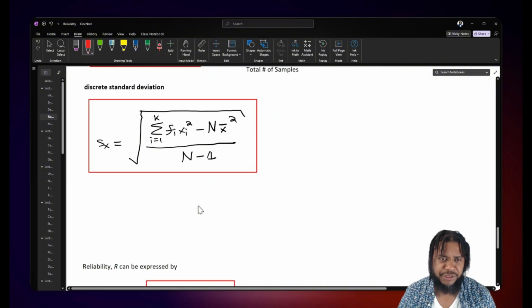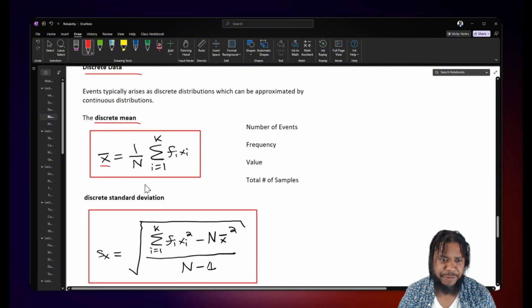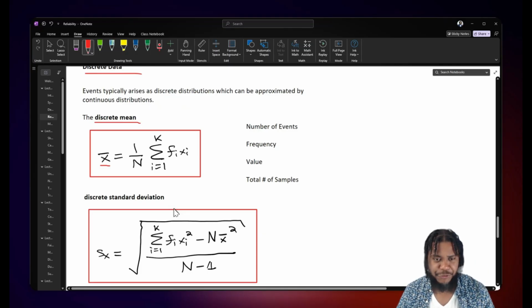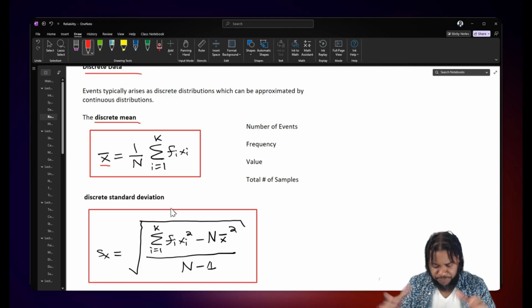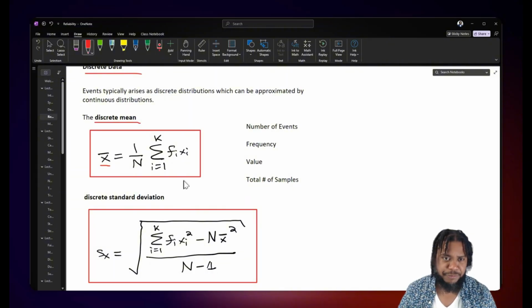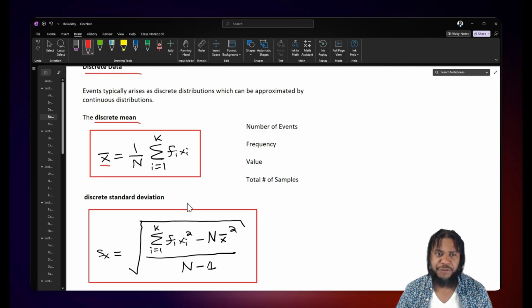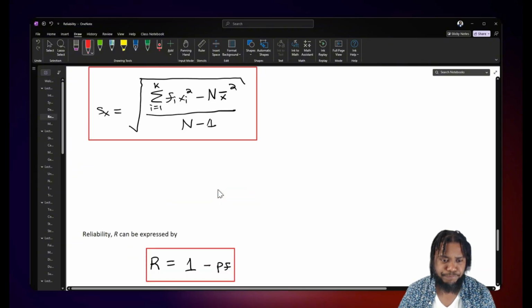With these discrete mean and standard deviation, we can then plot a normal distribution for this kind of discretely distributed data, and then do the same thing, find a z parameter and figure out the probability of failure for groups, many different groups of distributions.